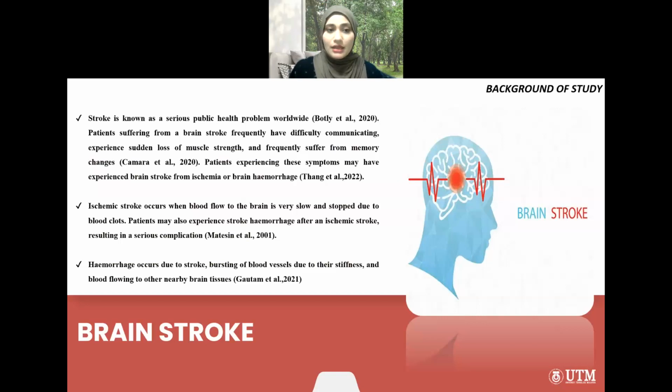what is happening. So for the ischemic stroke, it occurs when the blood flow to the brain is very slow or stops due to a blood clot when you have high blood pressure. A patient may also experience hemorrhagic stroke, which is a rupture of the nerves resulting in a serious complication. So for the doctor, it is very important to classify whether the patient has a brain stroke, tumor, or cancer in order to give the accurate treatment.